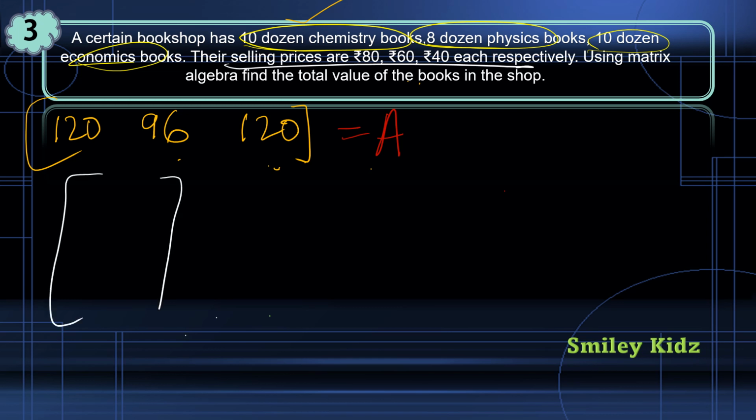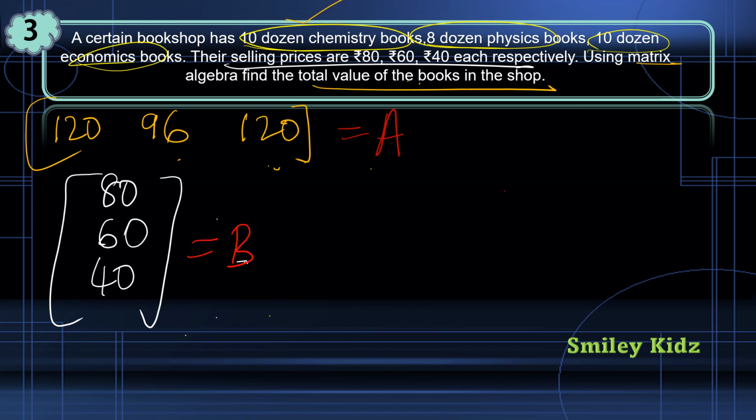Let me draw column matrix over here. 80, 60, 40 is equal to matrix P. Remember, there are two separate matrices. You are not going to club them in one matrix. Now, using matrix algebra, find the total value of the books in the shop.